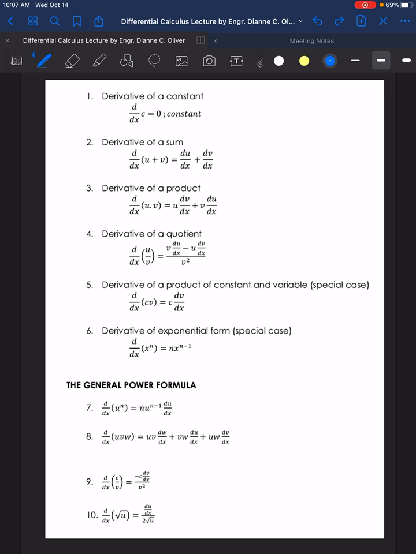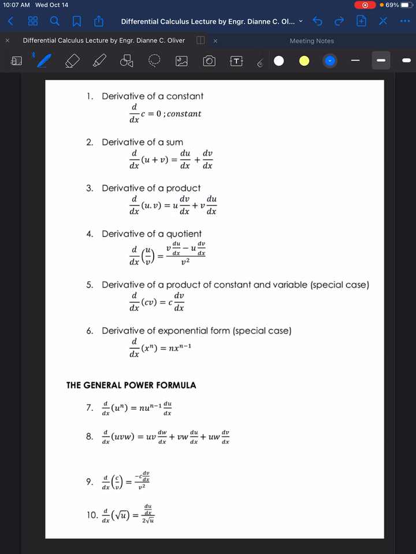For derivative of a product, we have there u and v. So when we derive u multiplied with v, first we will copy u and then derive v, plus, so they are separated with the plus sign, plus we copy v and then we derive u. So that's how we go with the derivative of a product.